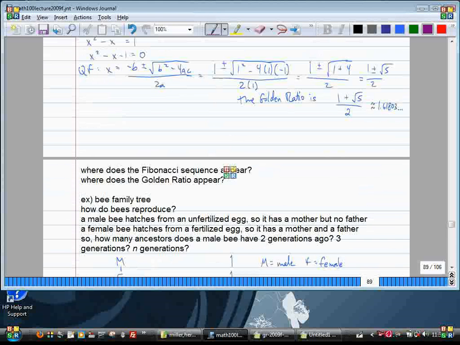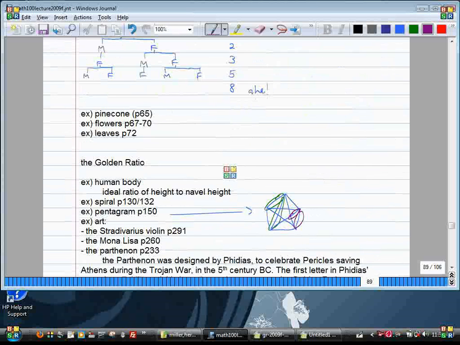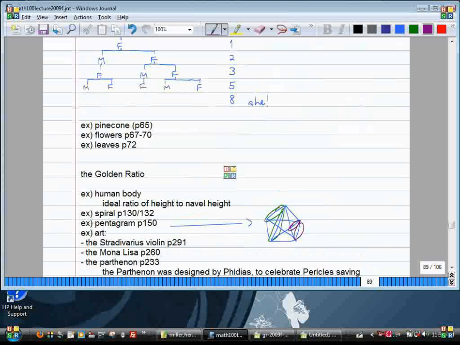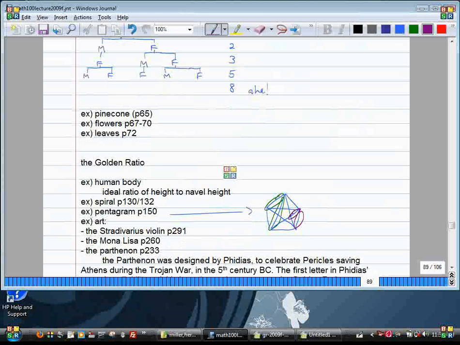Sure. So we'll look at a picture where the golden ratio appears in a Stradivarius violin. The golden ratio appears in the Mona Lisa. Maybe that's what Hugo had read about and was referring to. It appears in the Parthenon. And I really wish I had this picture because it actually appears everywhere in the Parthenon. What is the Parthenon? Well, the Parthenon was designed by Phidias to celebrate Pericles saving Athens during the Trojan War in the 5th century BC. So the Parthenon is this incredibly famous, incredibly obviously old, and many say beautiful structure in Athens, Greece. And it survives today, sort of. It's slightly ruined. Obviously, the thing is 2,500 years old.